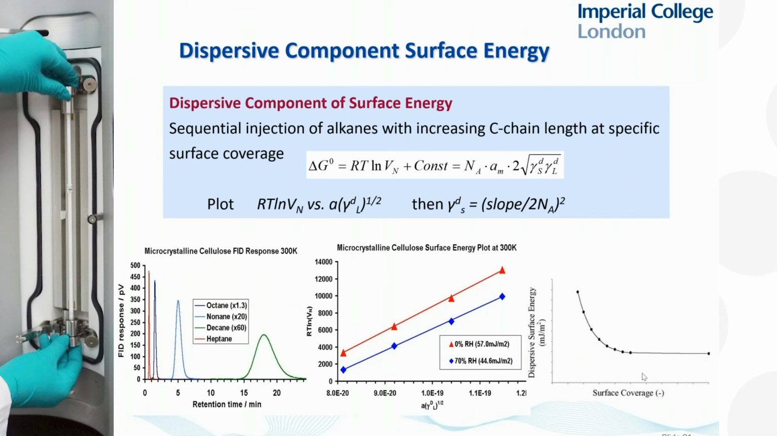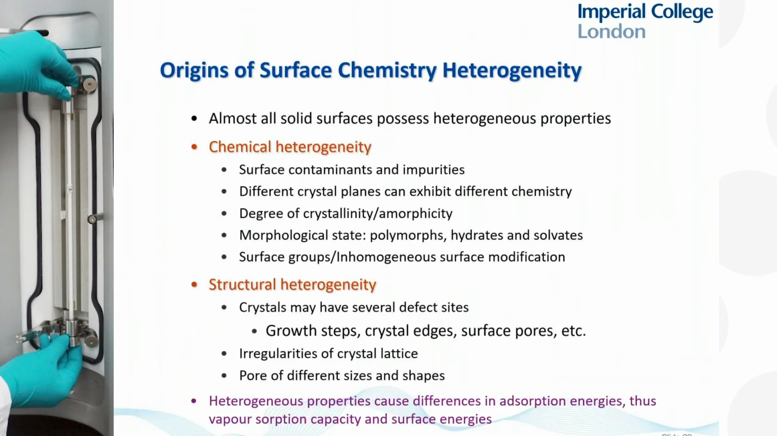There are lots of reasons why we see this heterogeneity, but there are chemical contaminants and impurities. Different crystal planes and different crystal facets have different chemistries. We have different sorts of amorphicity sometimes. We sometimes have polymorphs, hydrates, and solvates. We have defects and irregularities. There are lots of reasons why we have heterogeneity. So actually, heterogeneity is quite common in these classes of materials.